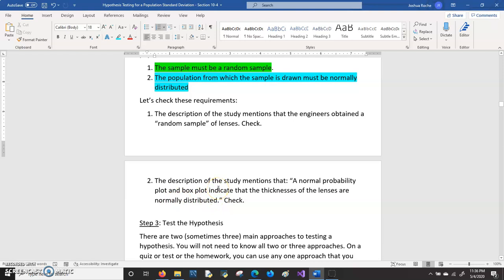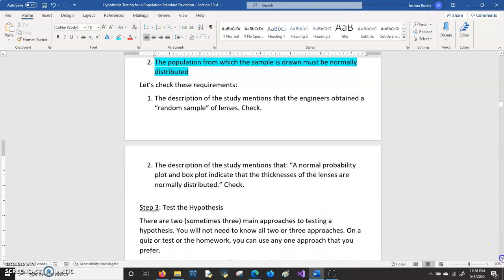If you were doing this research on your own, you would have to really check this. In our class, we don't emphasize normal probability plots, but in your own research, you would need to know how to do this and check this and make sure that your sample data is normally distributed.